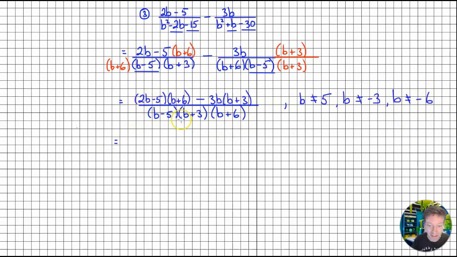So now we're just going to expand by FOILing. This will give us 2b squared, and then plus 12b, and then with the 5, minus 5b minus 30, and then we'll distribute the 3b as well. Make sure you distribute the negative 3b. So you get negative 3b squared, and then negative 9b, all over all of these brackets in the denominator.